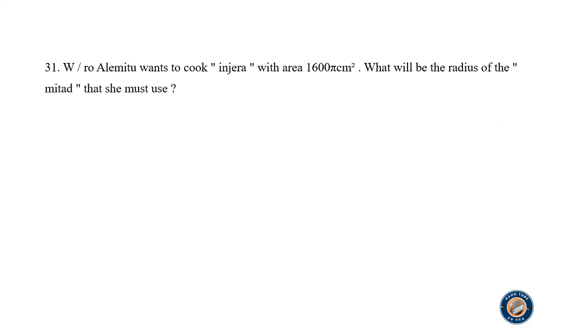Question number 31. Wezaro Alemitu wants to cook injera with area 1600 pi centimeter square. What will be the radius of the mitad that she must use? A. 4 centimeter, B. 8 centimeter, C. 16 centimeter, D. 40 centimeter.